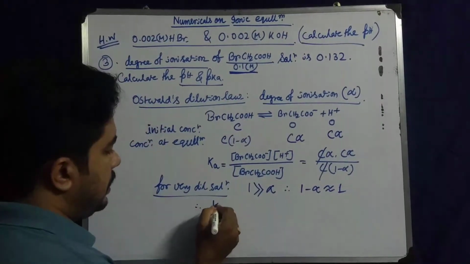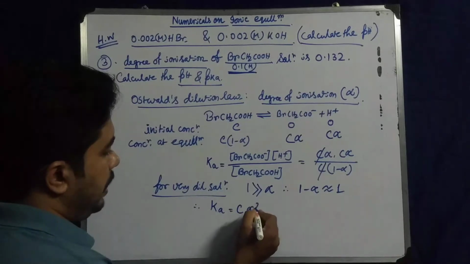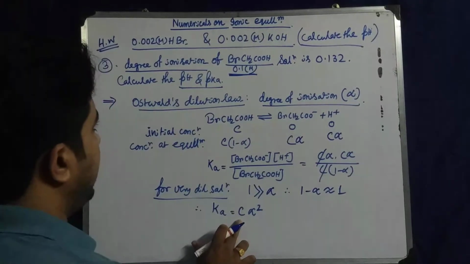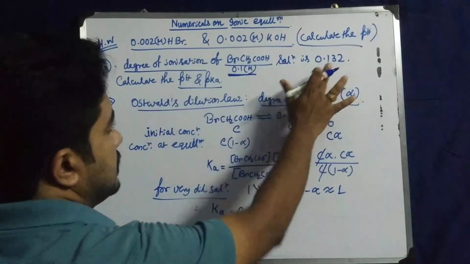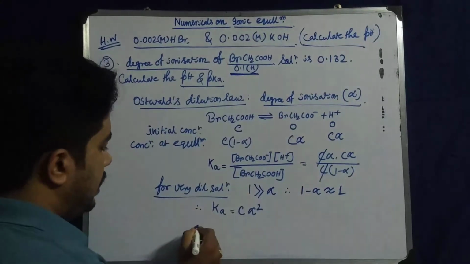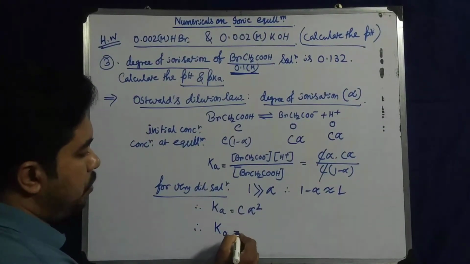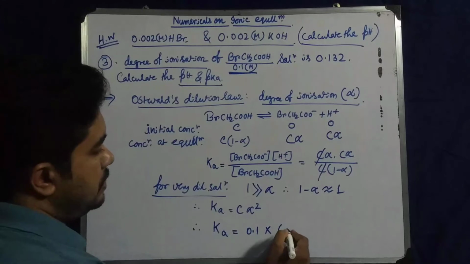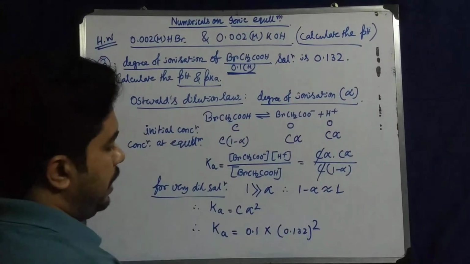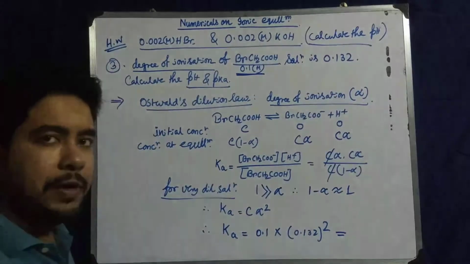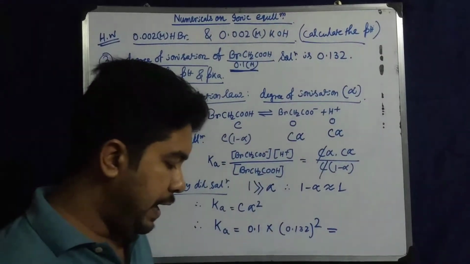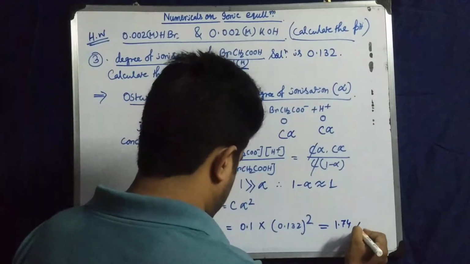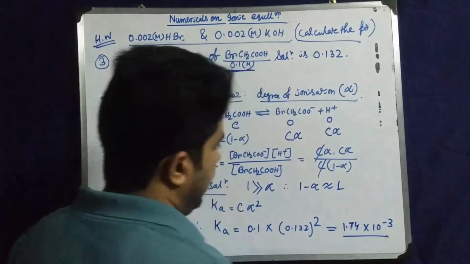So that is the case. So what can we write? Ka equals C alpha square. You got it? So now look at the case. This is the degree of ionization. Alpha is given. C is also given. Therefore we write Ka equals C, which is 0.1, into alpha, 0.132, whole square. So from here we will get the value of Ka. So what will be the value of Ka? Let's calculate it. 1.74 into 10 to the power minus 3. That is the value of Ka.